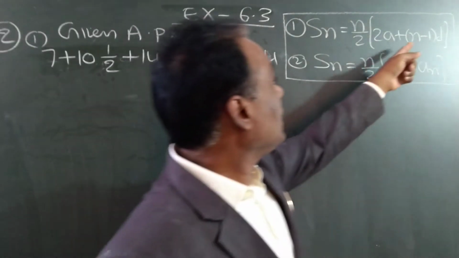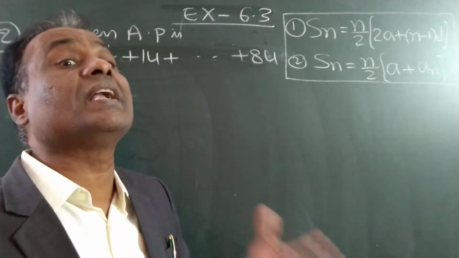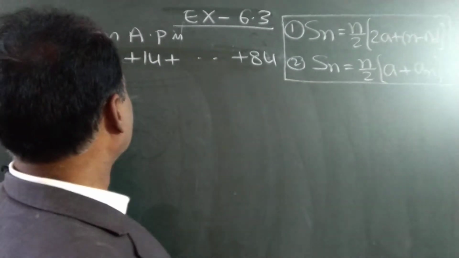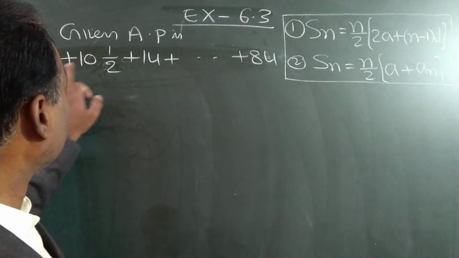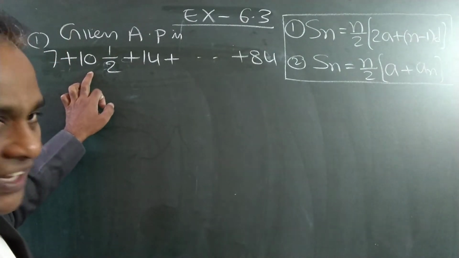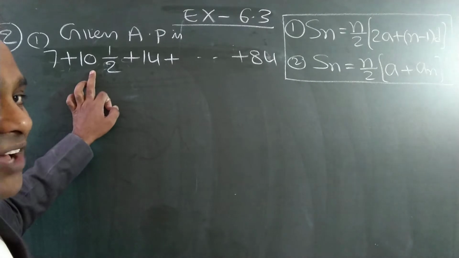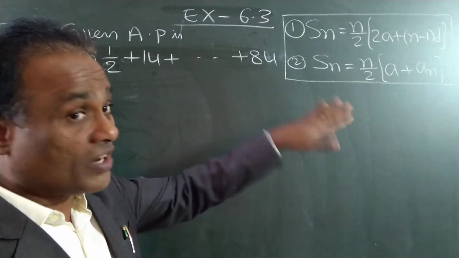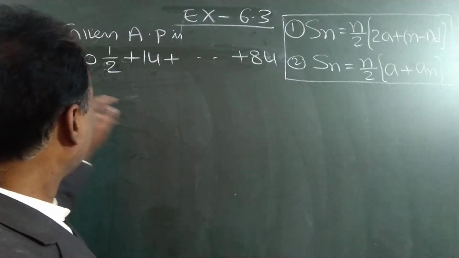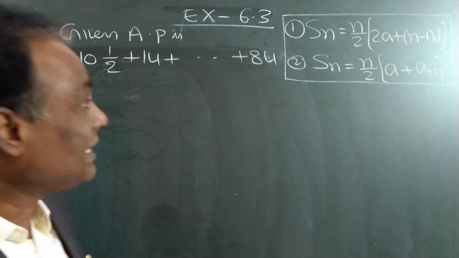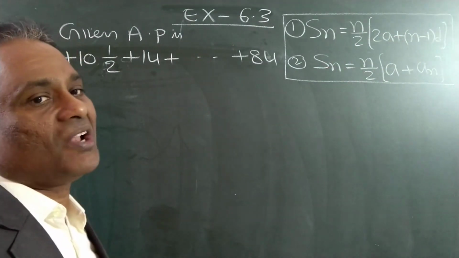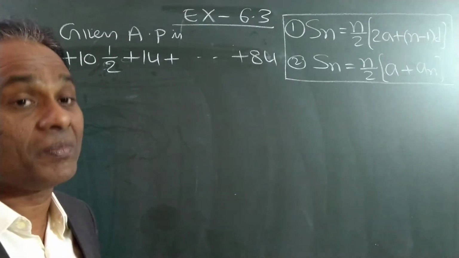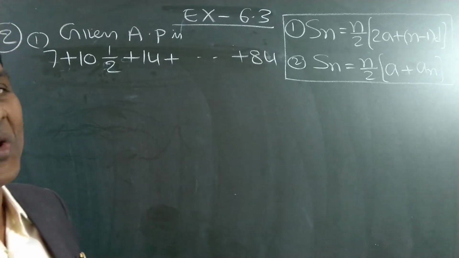Next, what is n? Number of terms in this series. How many terms does this AP have? This 14. 3 and a half difference, no? 10 plus 3 and a half, 10 and a half, 10 and a half plus 3 and a half, 14, 14 plus 3 and a half, 17 and a half. 17 and a half plus 3 and a half is 21. Like that continuously up to 84. But how many terms are there? N we don't know. If you know the n value, we can use this formula or this formula, any formula, and we can get the answer. But where is n? N we don't know.